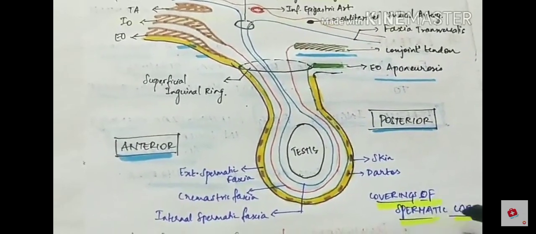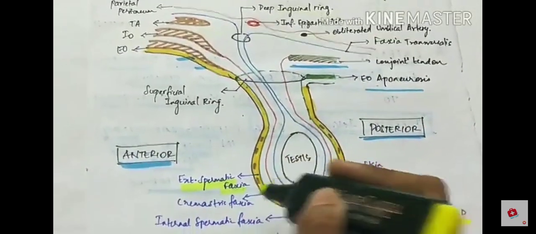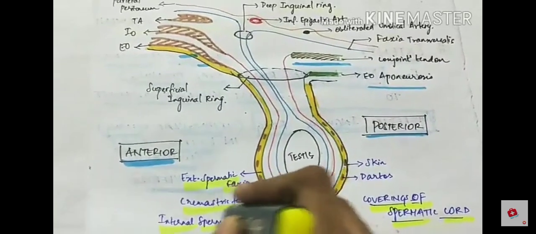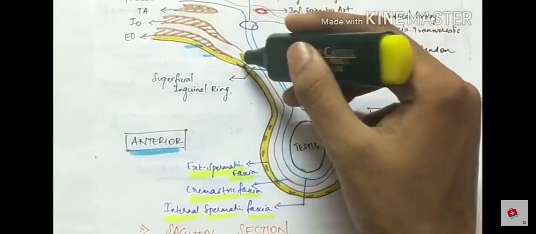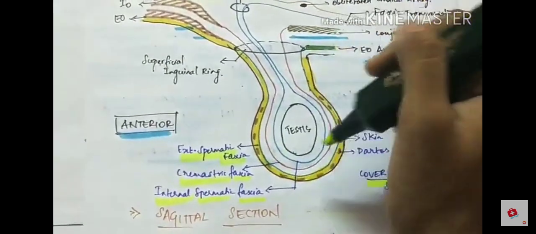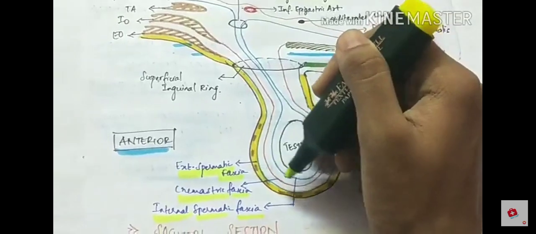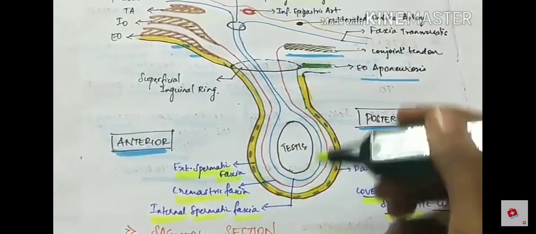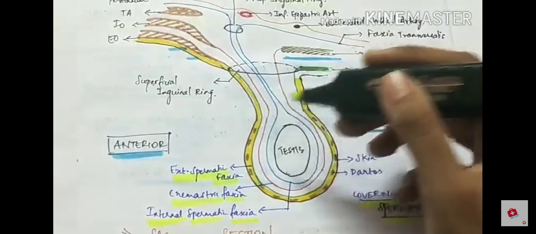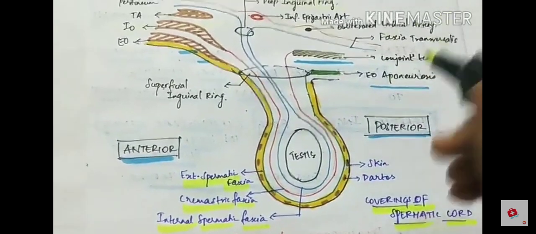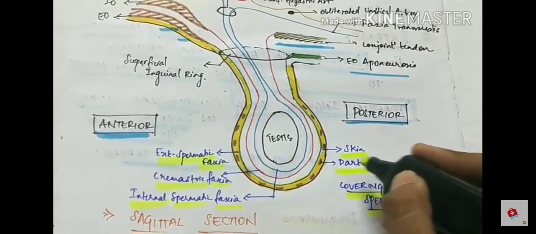Next, let's see the coverings of the spermatic cord. It is made up of 3 layers: external spermatic fascia, cremasteric fascia and internal spermatic fascia. The external spermatic fascia is the continuation of the external oblique aponeurosis. Cremasteric fascia is a continuation of the muscles of the internal oblique, and the internal spermatic fascia is the continuation of the fascia transversalis. These are the 3 layers of the spermatic cord. The outermost is skin, and next is the dartos muscle, which is present in the superficial fascia.